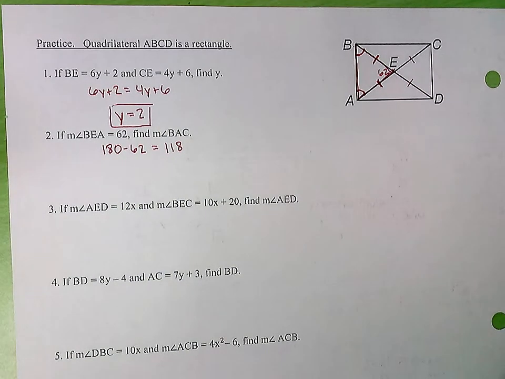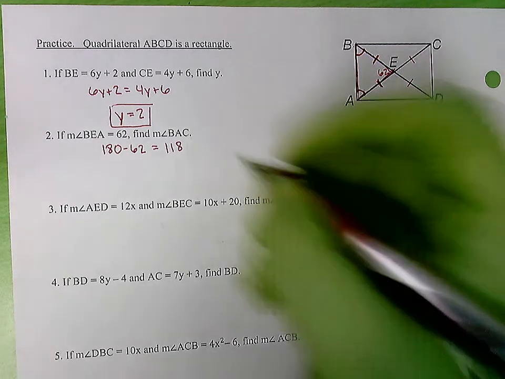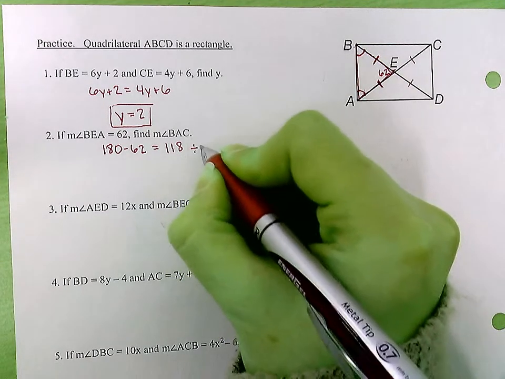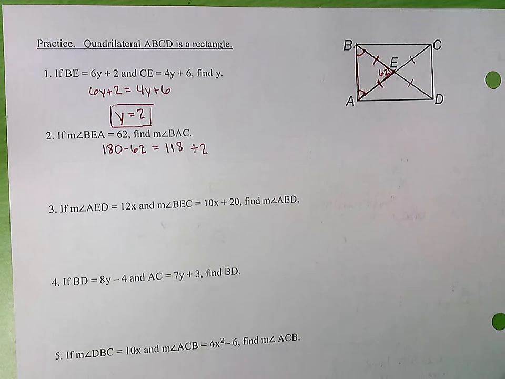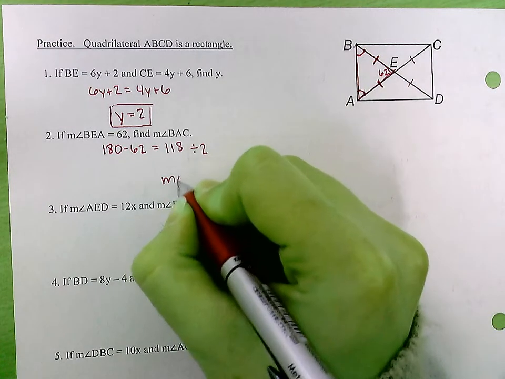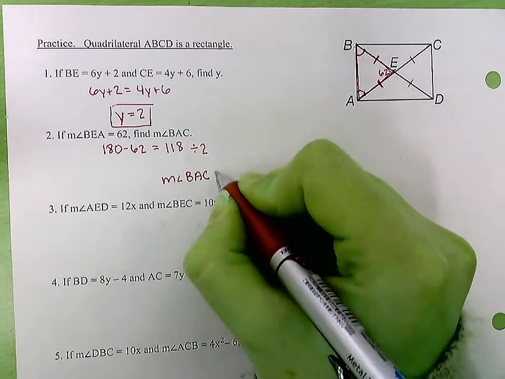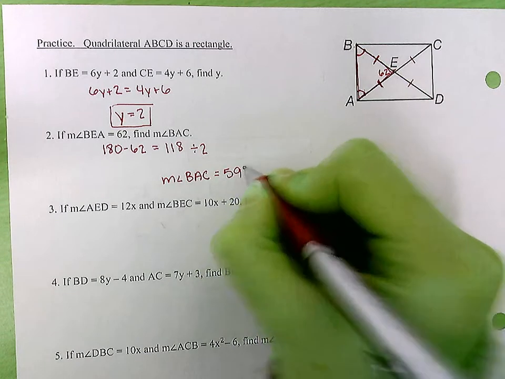Now that 118 has to be split between my two congruent angles. So I can divide that number by 2. So my angle measure of BAC would be 59 degrees.